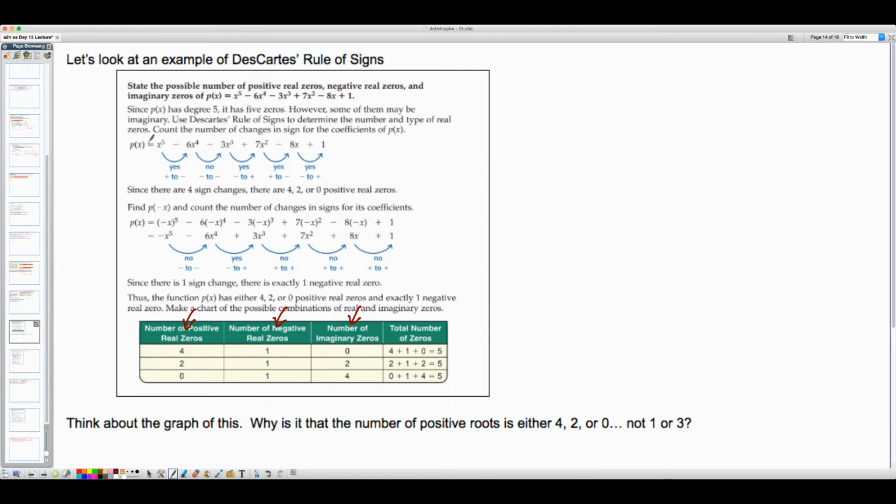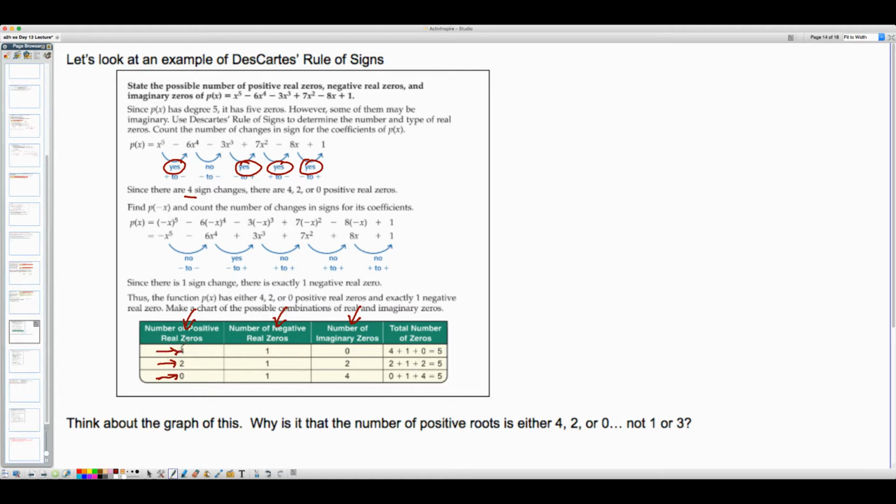So we took a positive value of x. Here's a change of sign. Yes, it changes the sign. Going from here to here, no, it doesn't change the sign. From here to here, yes, it changes the sign. And from this to positive, yes, it changes the sign. And it changes the sign again. It changed the sign 4 times. So you could have 4 real roots, or 2, or 0. Notice it goes down by 2's.